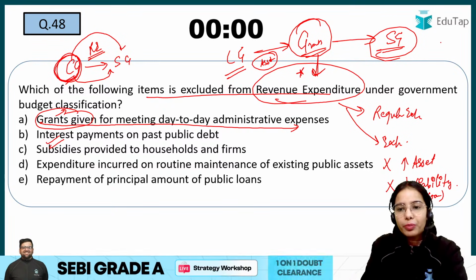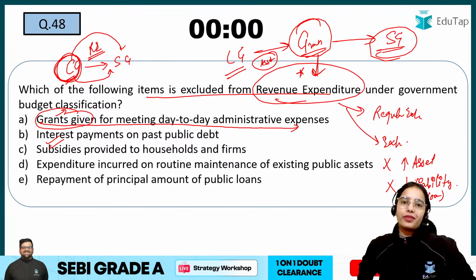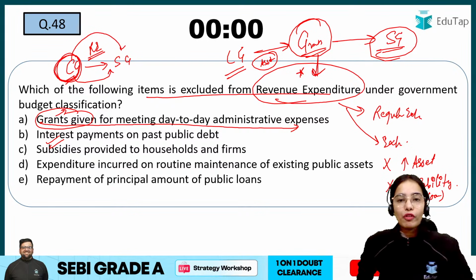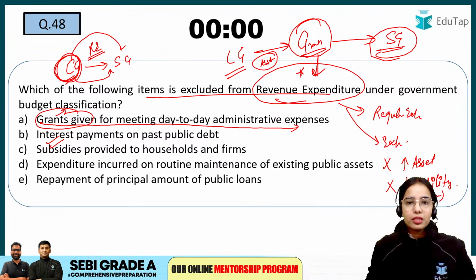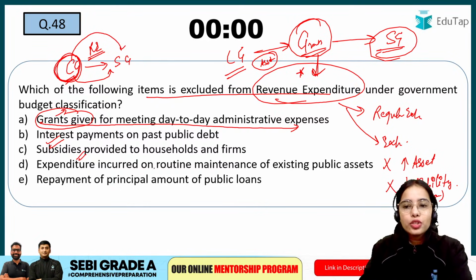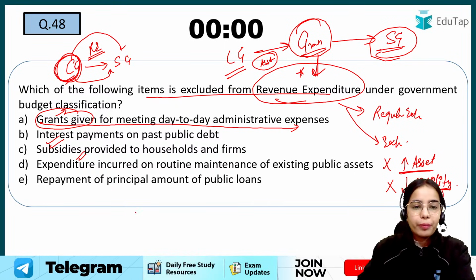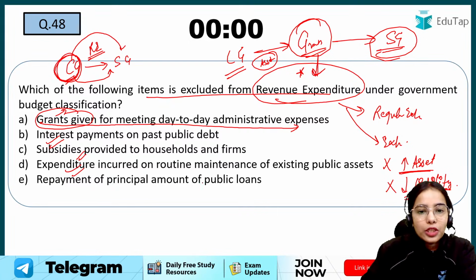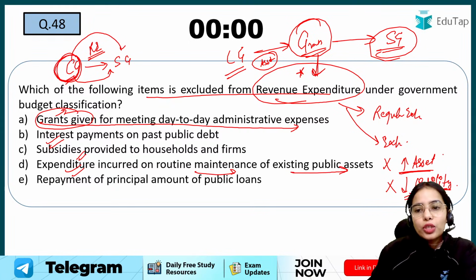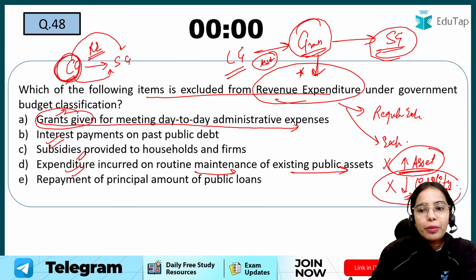These are the regular payments that are not decreasing the liability or obligation of the central government. It is not decreasing loans for the government. Okay, just interest payments the government is doing. Subsidies. So this is not increasing the asset or decreasing the obligation of the government. Expenditure incurred on routine maintenance of existing public assets. So there is no asset that is increasing or no liability or obligation that is decreasing.